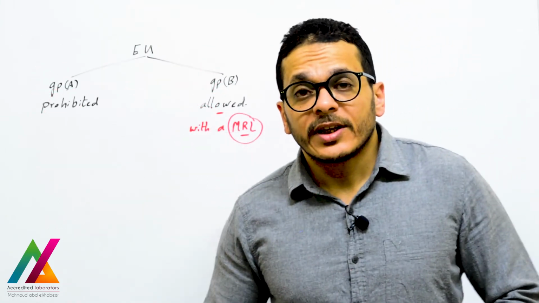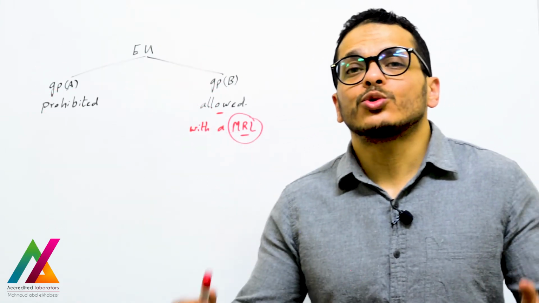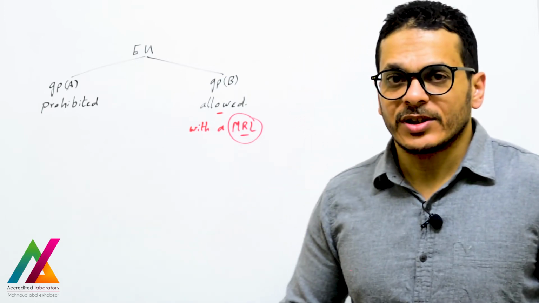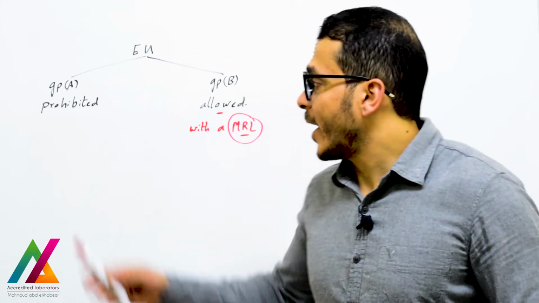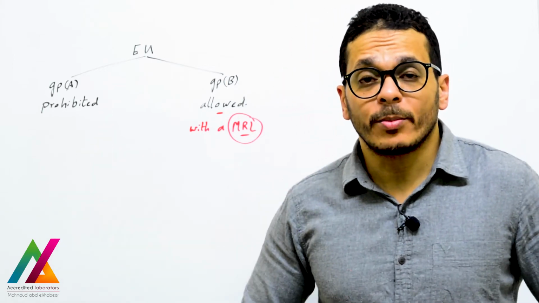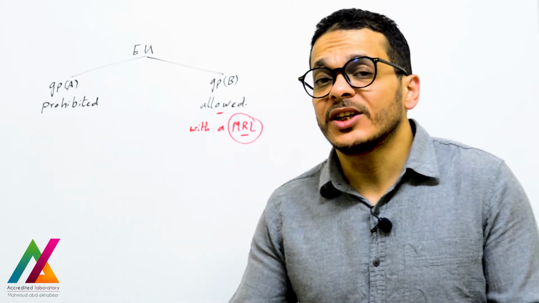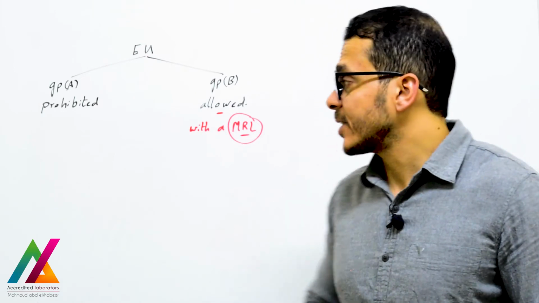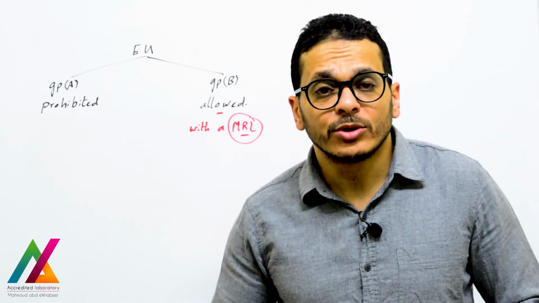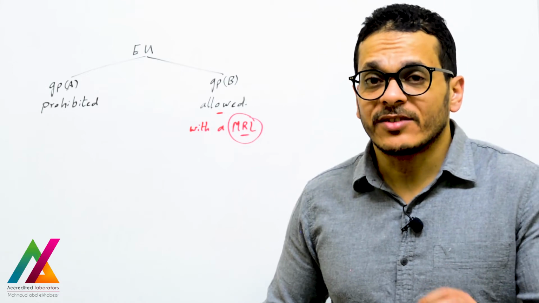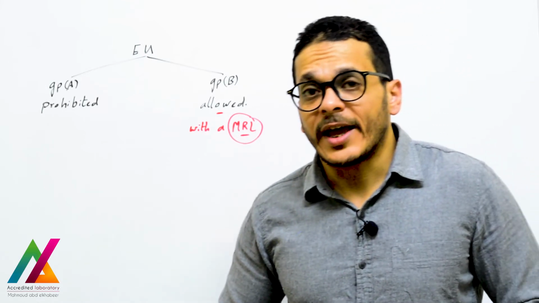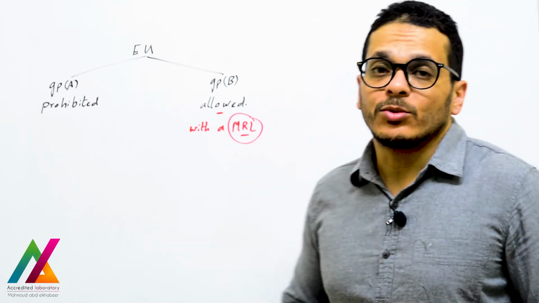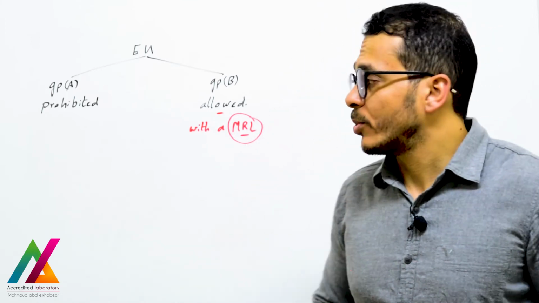And the last point in this big introduction: how to control these residues. For that, Europe divided the antibiotics into two groups. Group A, which are prohibited or banned compounds, so the animals cannot be treated with these antibiotics. And Group B, which are allowed compounds, but with a specific maximum residue limit for each compound. So the animals can be treated with the compounds in this group.